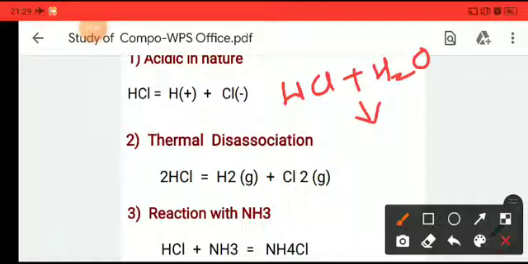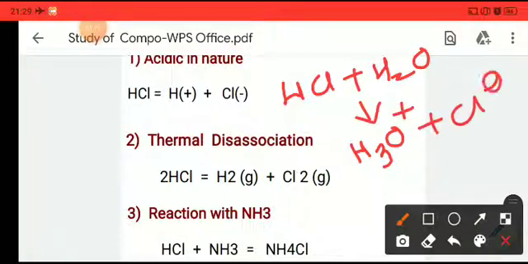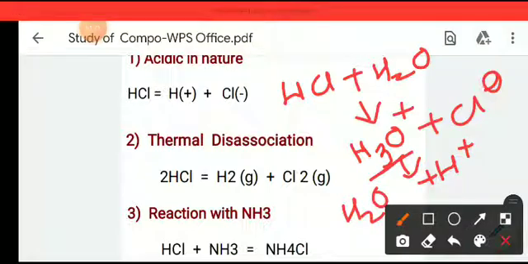Okay, so the hydrochloric acid solution, when HCl is dissolved in water, will give H3O+ and Cl-. This hydronium ion will further give H2O plus H+. As we know, whenever a compound gives or donates H+, it is called an acid. So here HCl can also be called an acid. HCl, or hydrogen chloride, has an acidic nature.